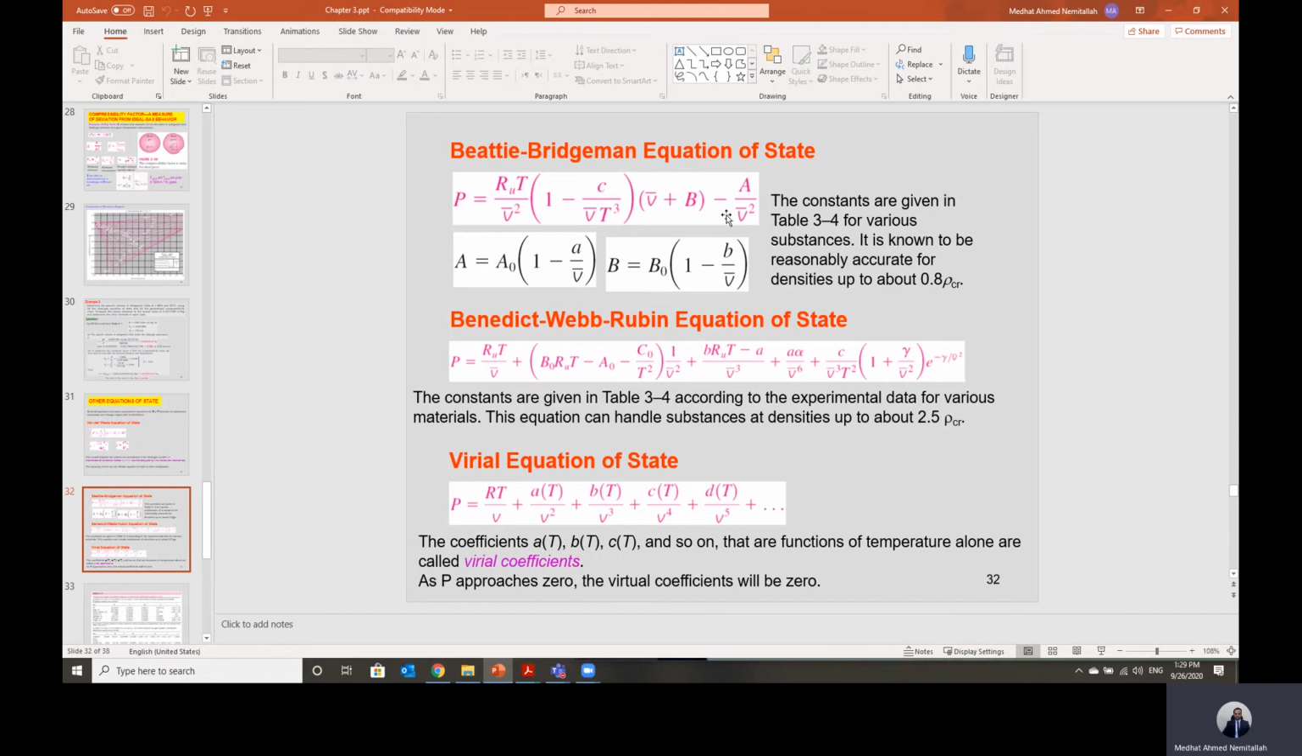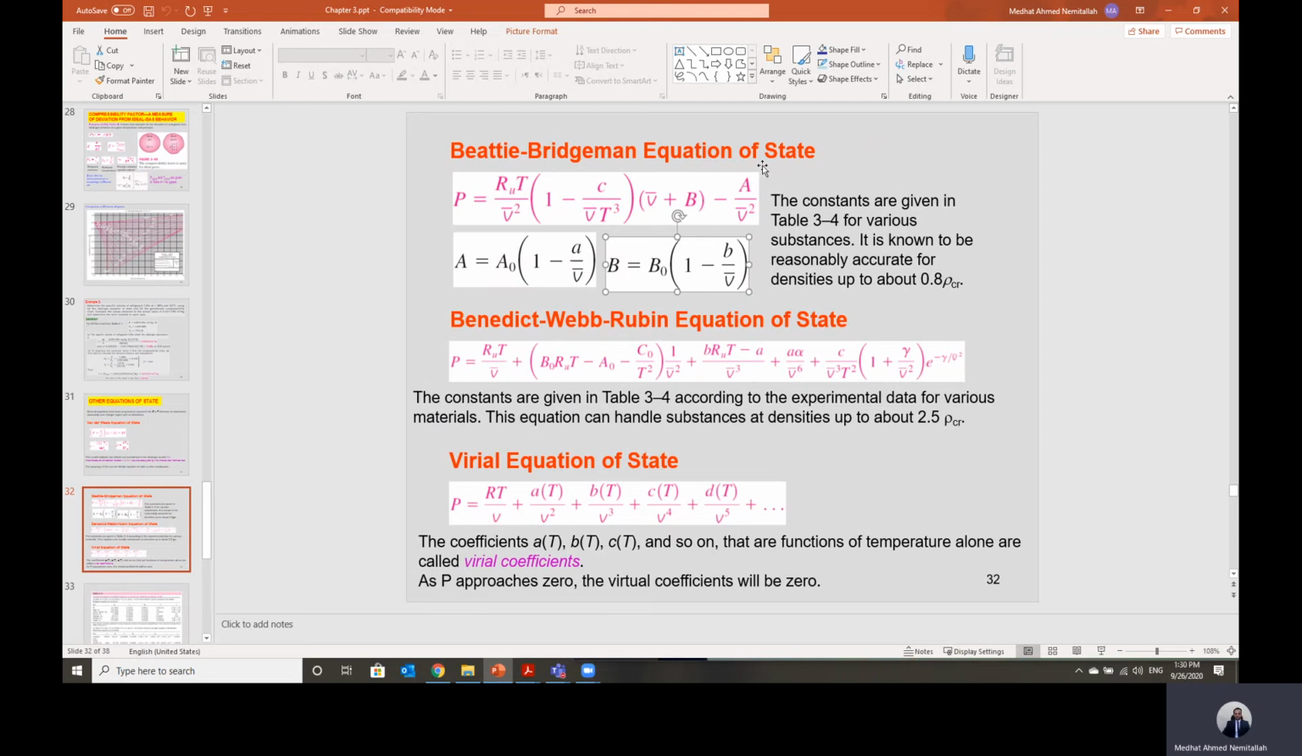But here, guys, this equation is a function of the molar specific volume, V, of R_u, which is the same as R bar, the universal gas constant, and also of constant A capital, constant B capital, and a constant which is c small. Whatever the naming, we have this definition of the term A capital, a function of A0 and A small, and B capital is a function of another constant B0 and B small, based on the curve fit.